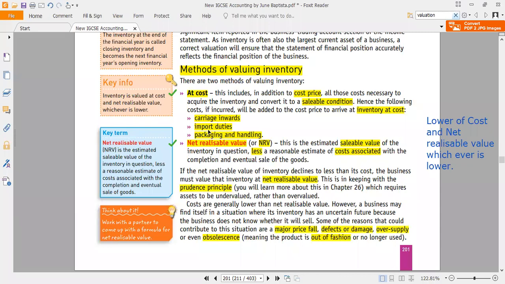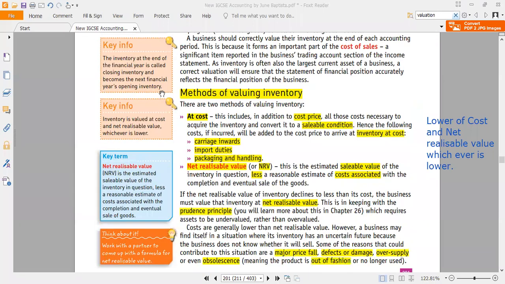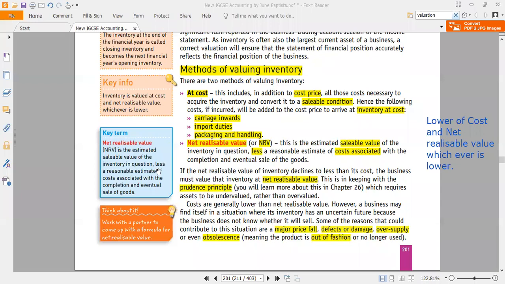Okay. So now this is the method we study. Method of valuing inventory: one is at cost, the other one is net realizable value. Now we will discuss in detail how it is calculated, and what we discuss is what cost and realizable value mean.